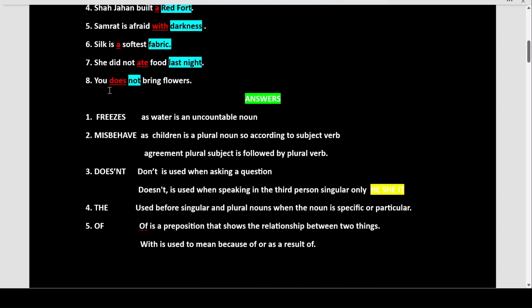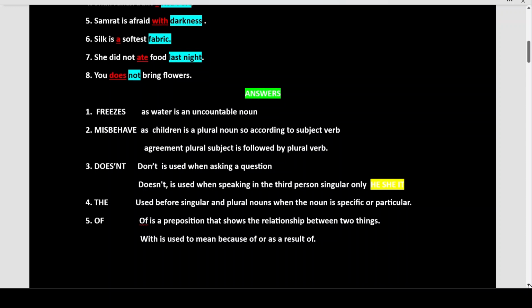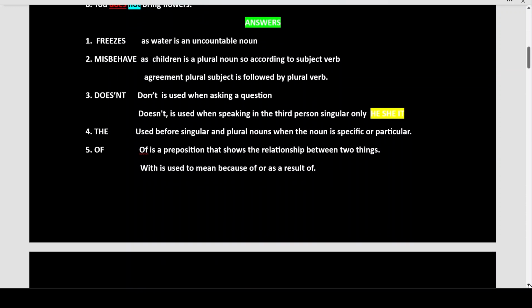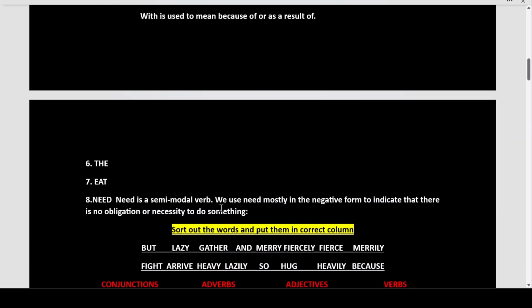Okay. You does not bring flowers. You need not bring flowers. Now, over here, students, I have given the explanation of why you will write, you need not bring flowers. Why? Because need is a semi-modal verb. We use need mostly in the negative form. You need not. So, need not indicates something negative, that there is no obligation or pressure or necessity to do something. So, you need not bring flowers.